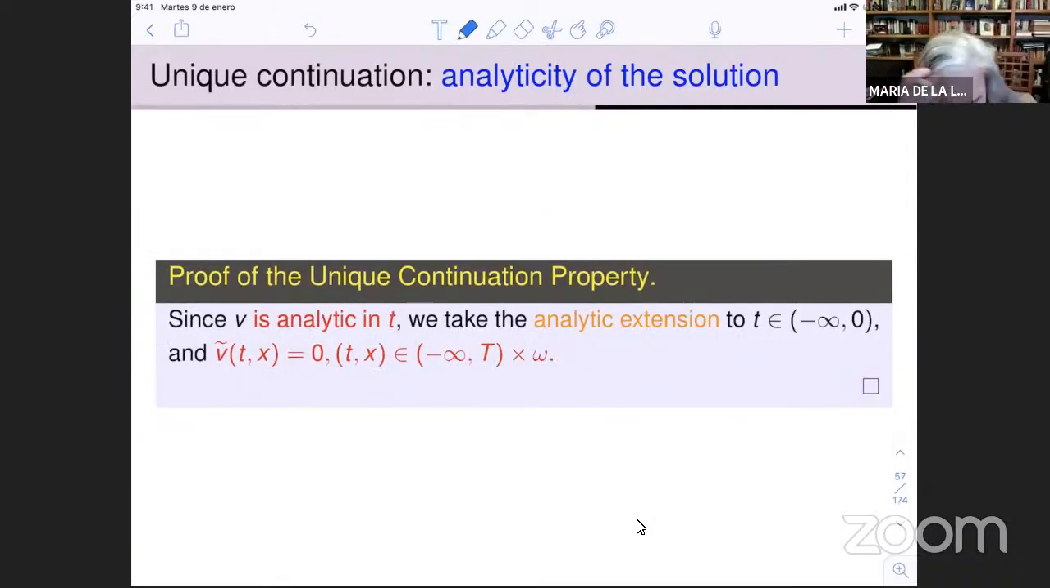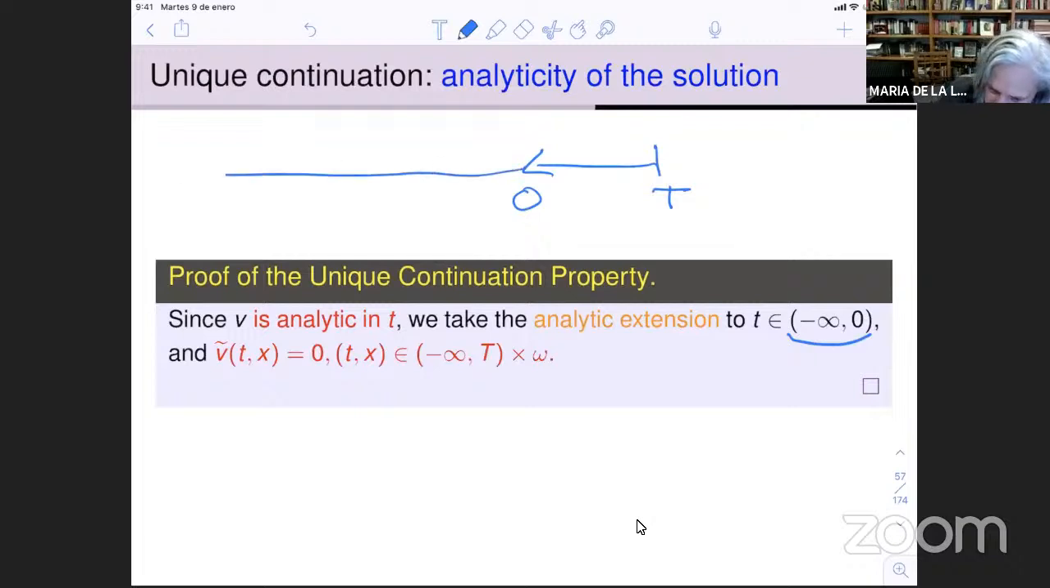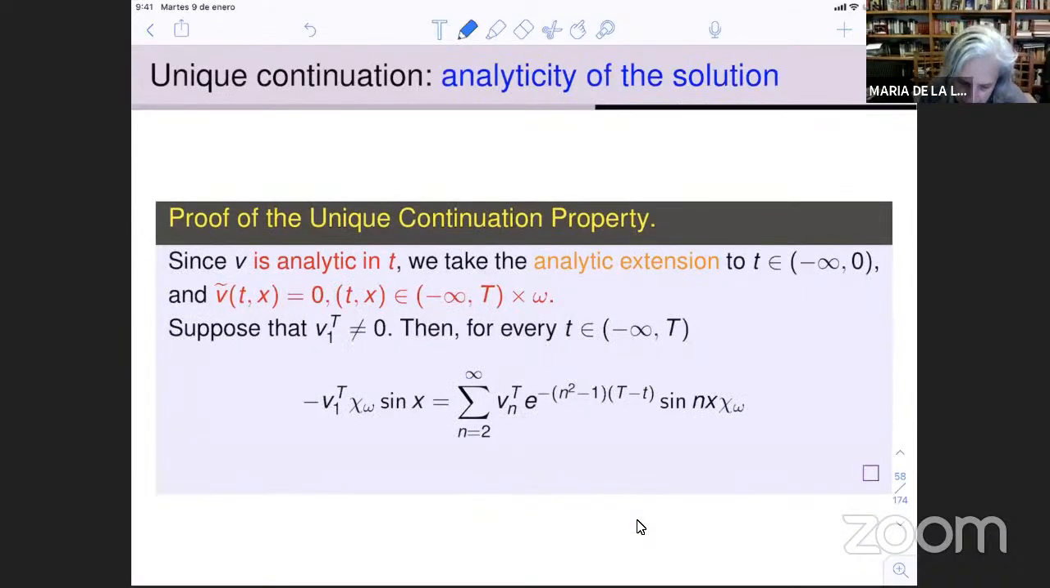So we recall that this way of writing the solution allows us to prove that in fact, V is analytic in time. So we can extend the solution to (minus infinity, zero). Recall that it is a backward equation. So in principle, it is defined from capital T to zero, but then I extend it to minus infinity. And then this analytic extension is going to vanish again in the same small set omega, but now in the extension to minus infinity. And then you can see that you have this sum that is equal to zero.